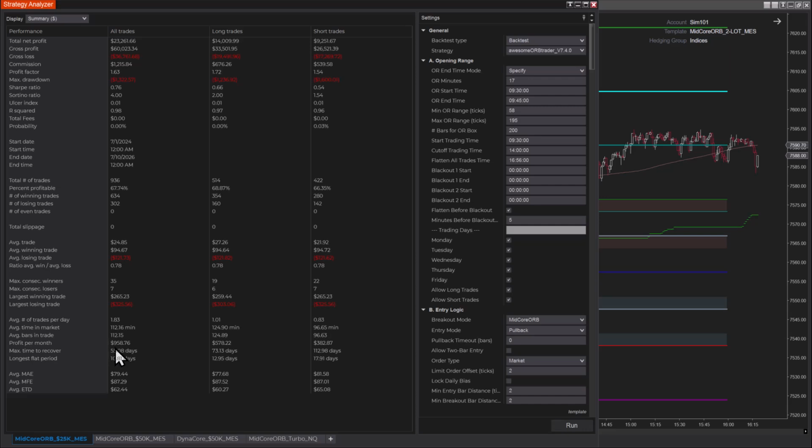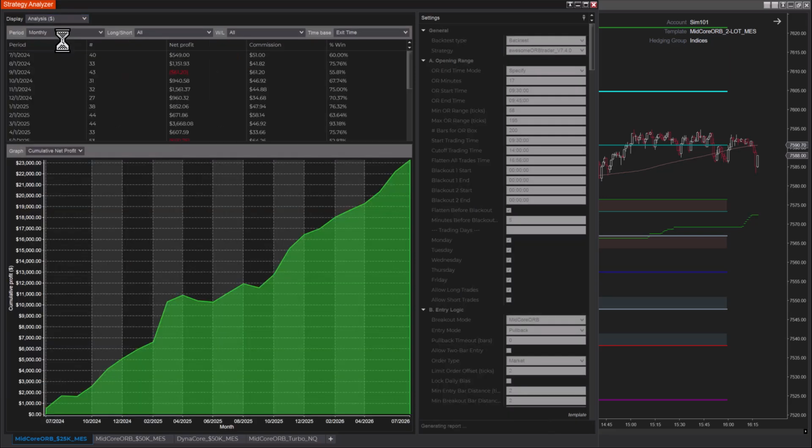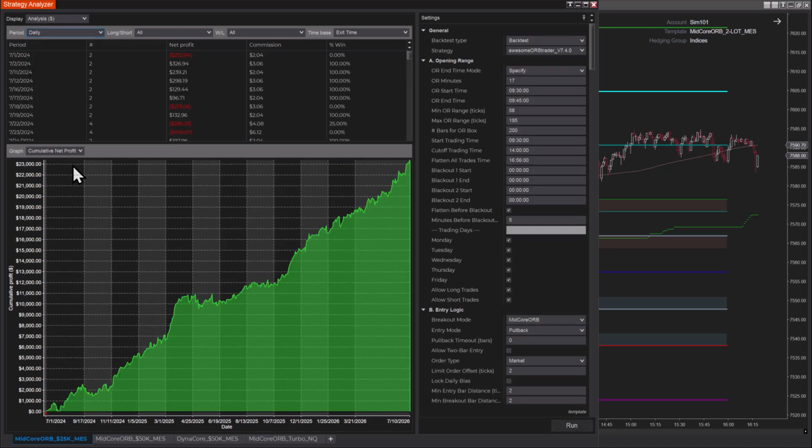So it'll probably take you about 3 months to get to payout status with this template. Okay, it's got a healthy 2-year equity curve.